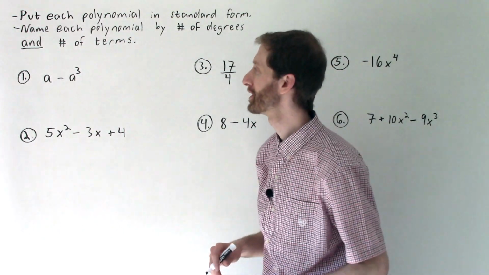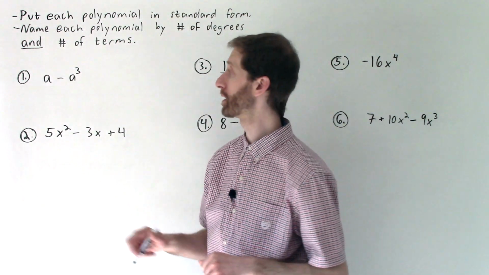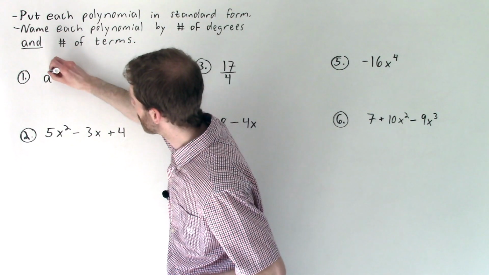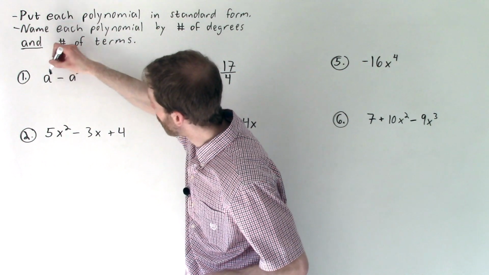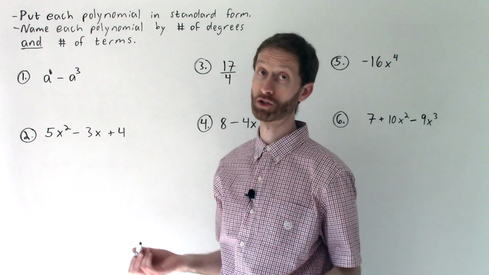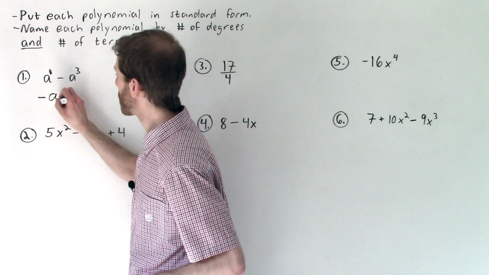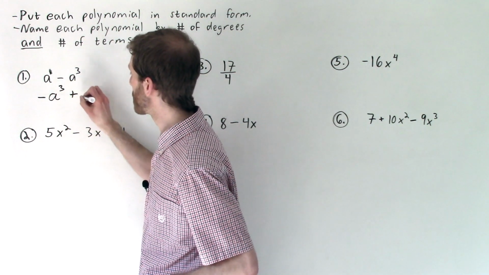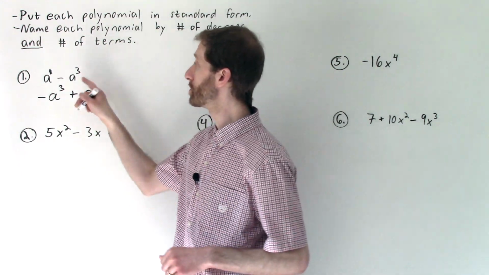Let's do this. So a minus a cubed is not in standard form because it goes a to the first. If you need to, you can put a little first power there. So a to the first, minus a cubed. When there's no power above a variable, it's assumed to be to the first power. So we're going to switch up the order here so that we go from greatest power down to least: minus a cubed plus a.